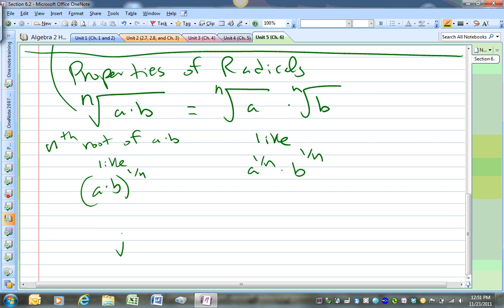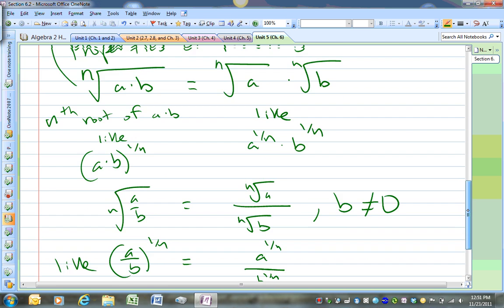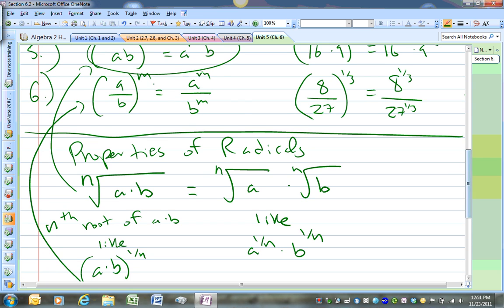Another thing, if you have the nth root of a over b, it's the same thing as taking the nth root of a over the nth root of b. Of course, assume b does not equal 0, since you don't want it to be undefined. Because again, it's like saying a over b raised to the 1 over n power equals a to the 1 over n over b raised to 1 over n. So it's just like that, which actually utilizes that property right there.